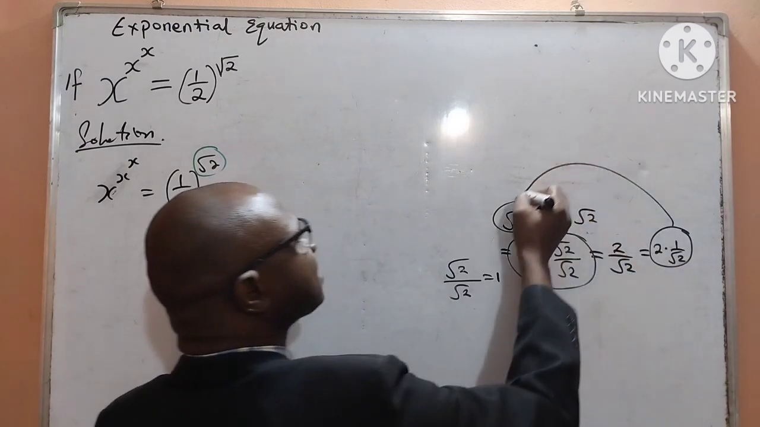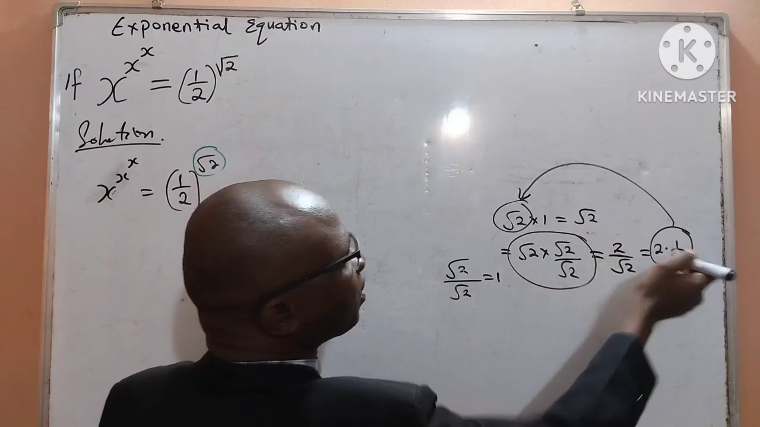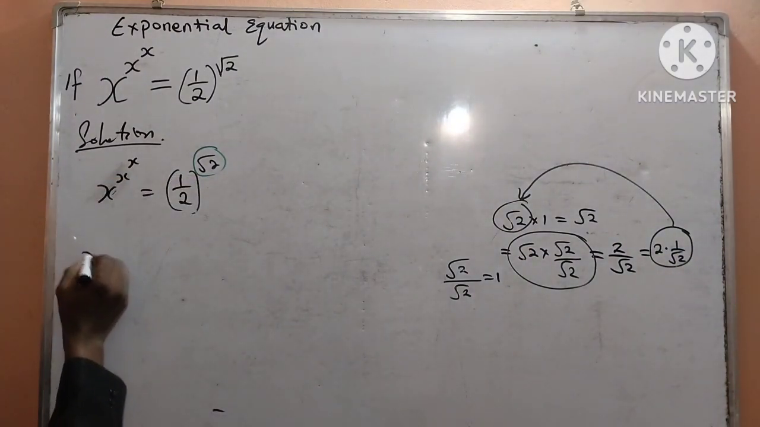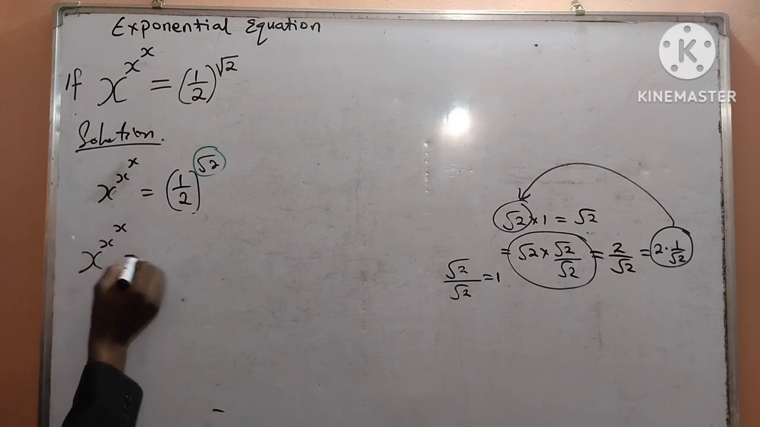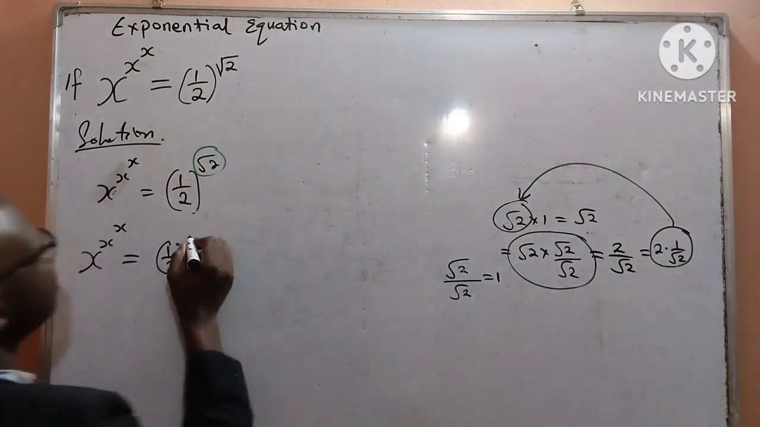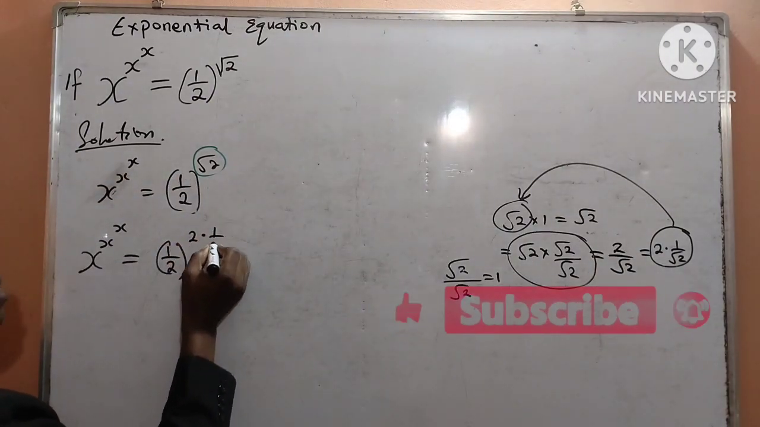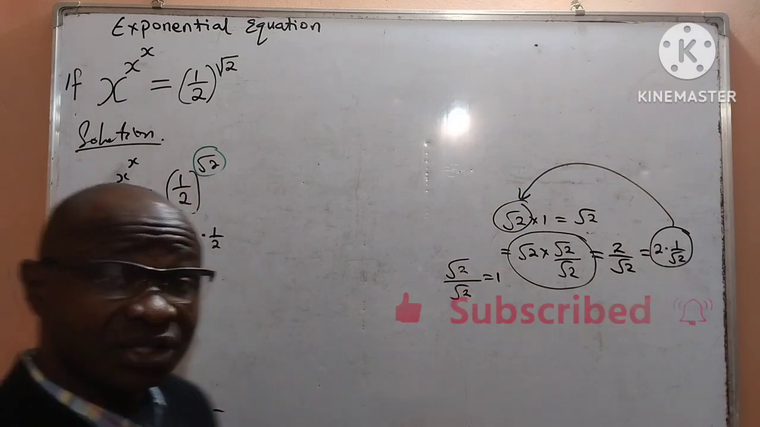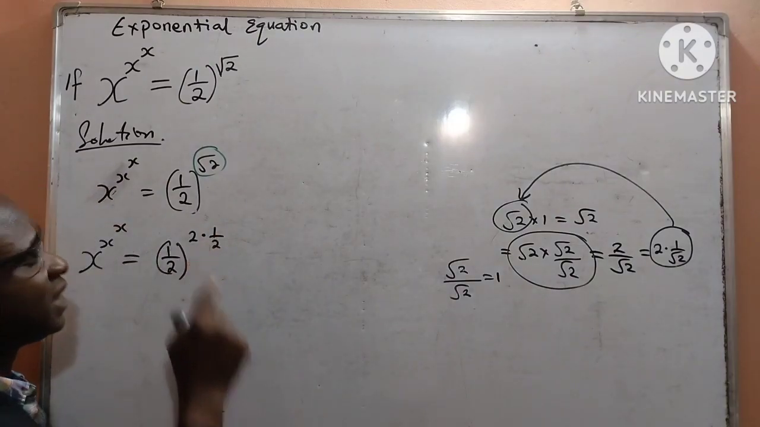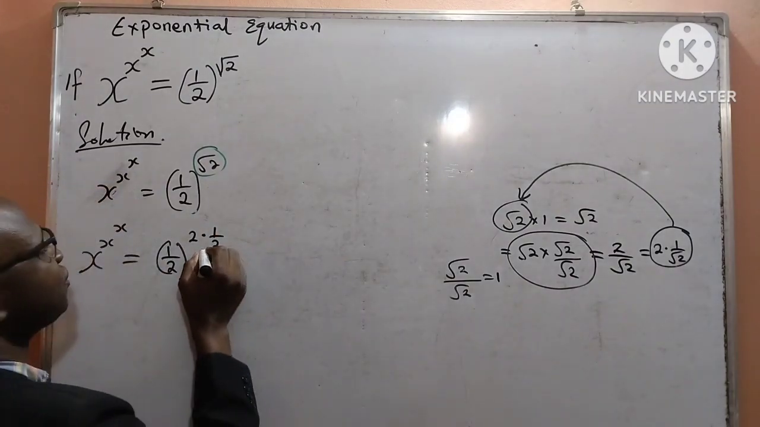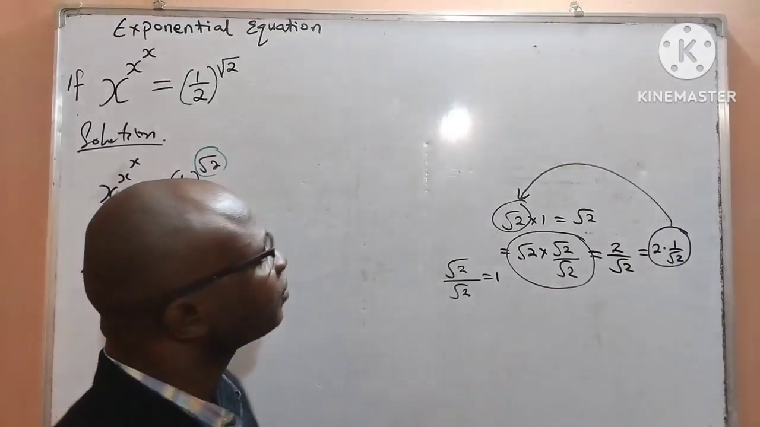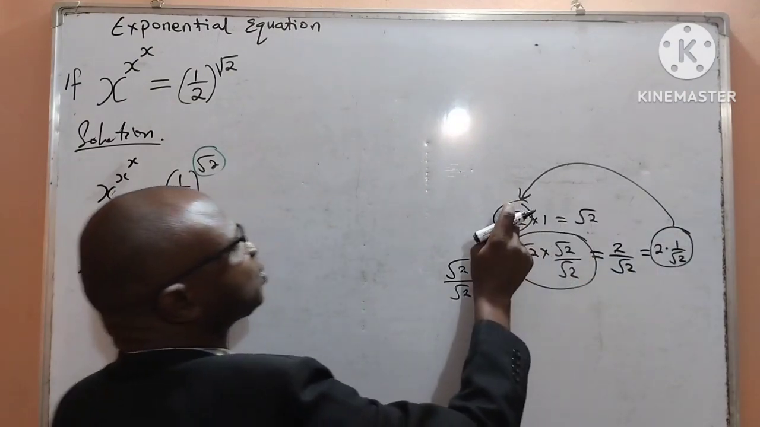Very good. We can now say that this is equal to this. Alright? Therefore, I can now write x raised to power x raised to power x is equal to 1 all over 2 raised to power 2 multiplied by 1 over root 2. So I have written the square root of 2 in another form, which is now 2 multiplied by 1 over square root of 2. Now, this has been used to replace this.